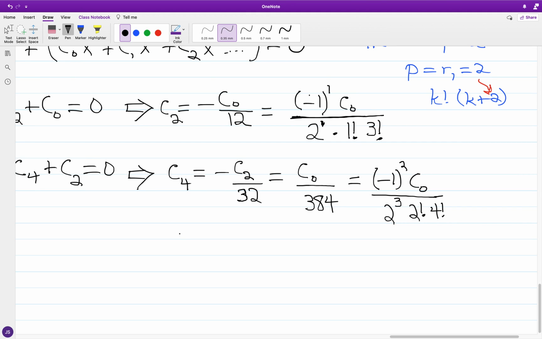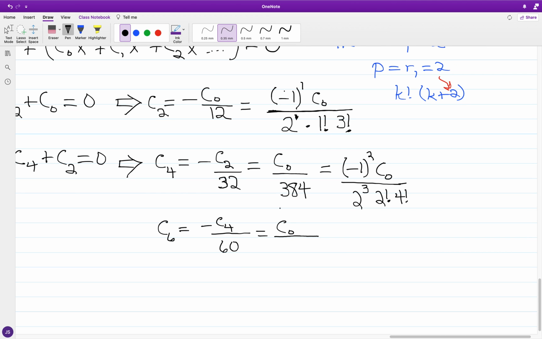And if I were to go out to, let's say, c of 6, this will be like negative c of 4 over 60. And so in this particular case, you're going to have negative c naught... we're starting to get into large numbers here.